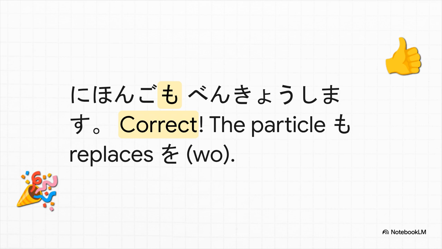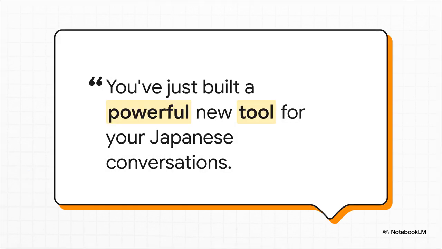You nailed it. And there you have it. By just remembering when to replace and when to add, you've just added a seriously powerful tool to your Japanese toolkit. You can now connect your ideas way more smoothly and honestly just sound a lot more natural. So now, go out there and try it. The next time you're practicing, listen for chances to use mo. You've got this.